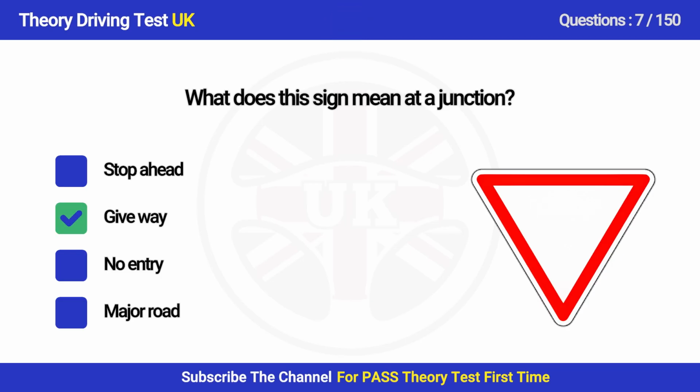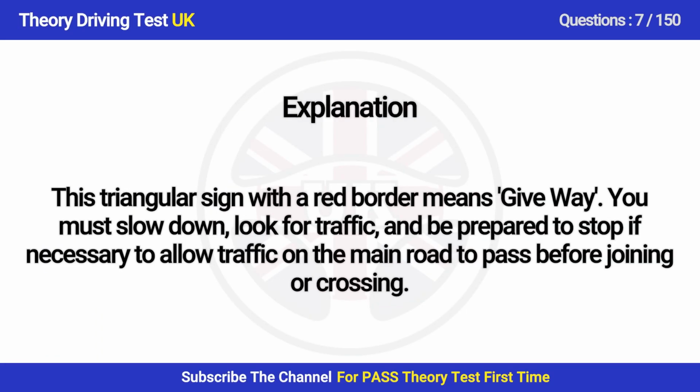Answer is B. Give way. This triangular sign with a red border means give way. You must slow down, look for traffic, and be prepared to stop if necessary to allow traffic on the main road to pass before joining or crossing.